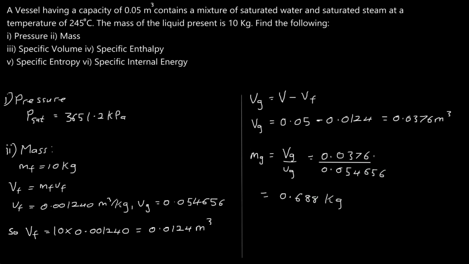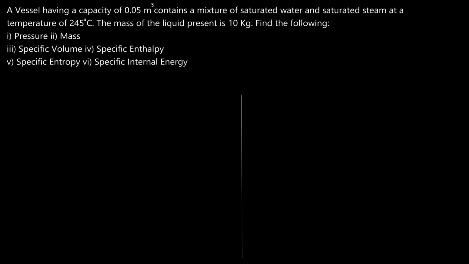And so we obtain the mass of the vapor constituent in our mixture as 0.688 kilograms. So the total mass will be the mass of the liquid constituent, the saturated liquid, plus the mass of the saturated vapor constituent. And this is 10 kilograms plus 0.688 kilograms, which gives us a total mass of 10.688 kilograms. The third property we're supposed to find is the specific volume. So for this, we can use v equals vf plus x vfg, or 1 minus x into vf plus x vg.